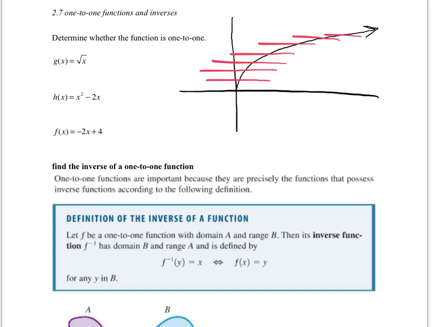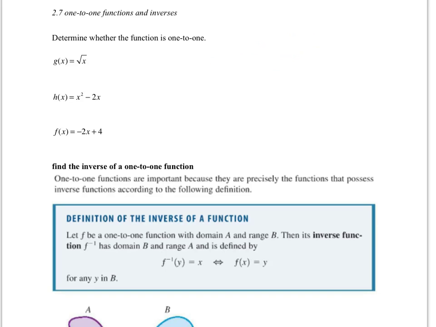On the other hand, the function h of x equals x squared minus 2x has a graph that is a parabola. And so that means we know this function will not be one-to-one. We should be able to think of two x values that give us the same function value. Well, let's think of what h of 3 would be. h of 3 is equal to 3 squared minus 2 times 3. And 3 squared is 9, and 2 times 3 is 6, and 9 minus 6 is 3. So h of 3 is 3.